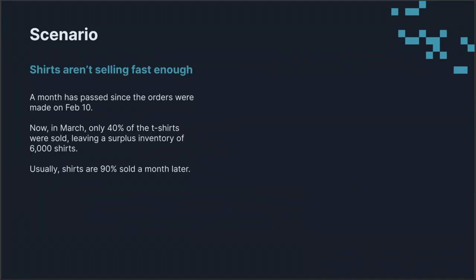A month has passed since the orders were made on February 10th. Now in March, only 40% of the t-shirts were sold, leaving a surplus inventory of 6,000 shirts. Usually, shirts are 90% sold a month later. Now we have a problem of surplus, which can dramatically increase the storage cost at the warehouses across the world.